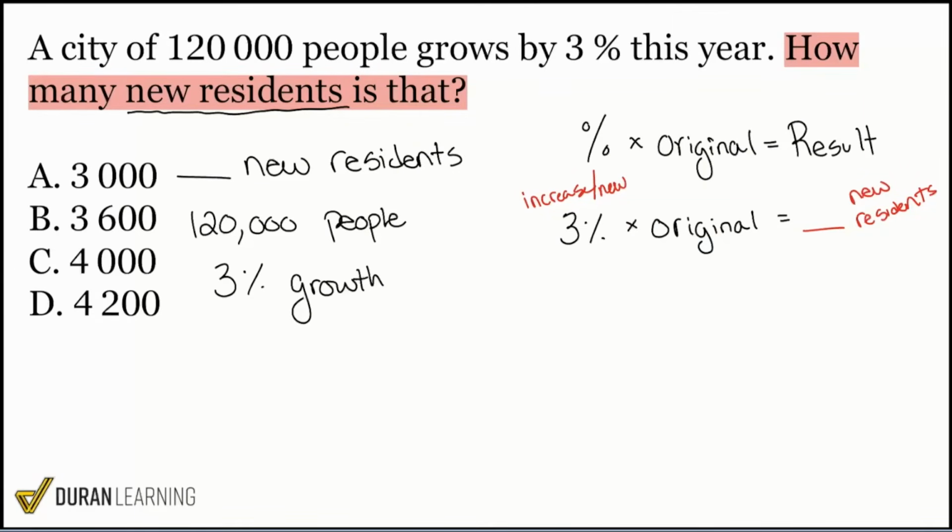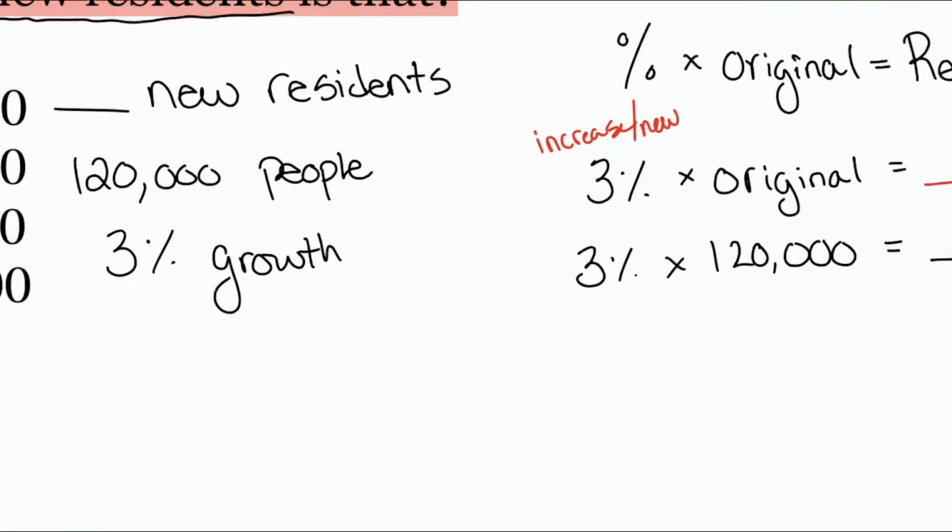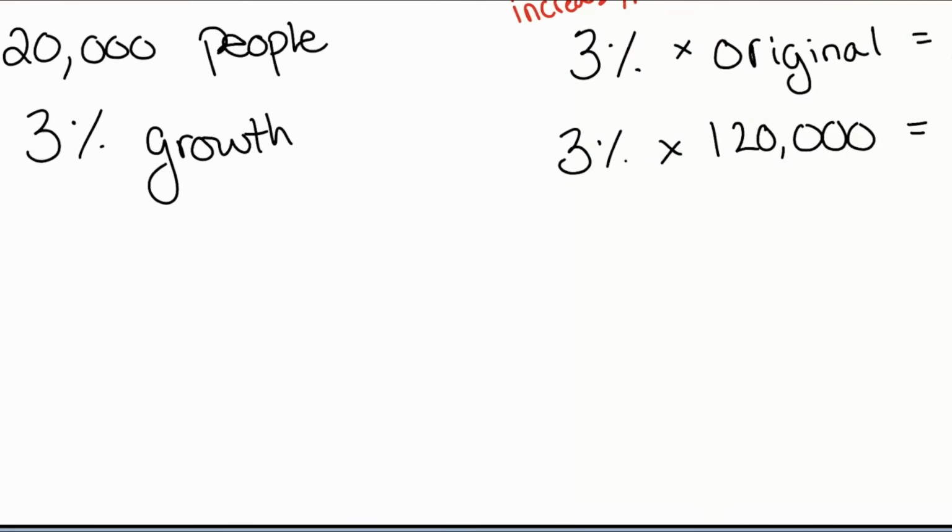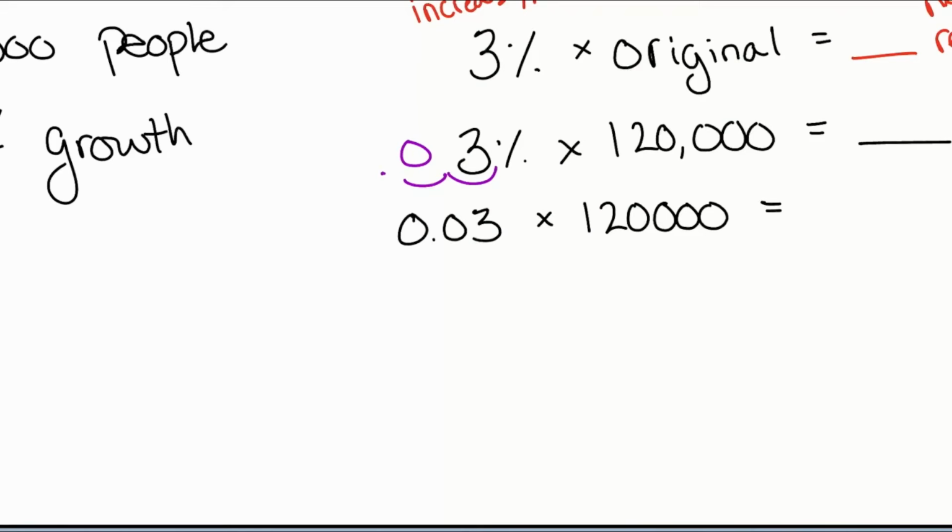The last thing I need to plug in is that original value. Everybody, what was that city's original population? The city's original population is going to be right over here, 120,000 folks. That's right. So now that we have the 120,000, we'll multiply by 3%, which is the same thing as saying 0.03 after we move that decimal place over twice to the left. So now that we have that, we're good to go. Times 120,000 right over there. And let's do the work.